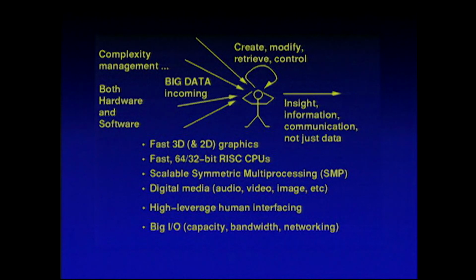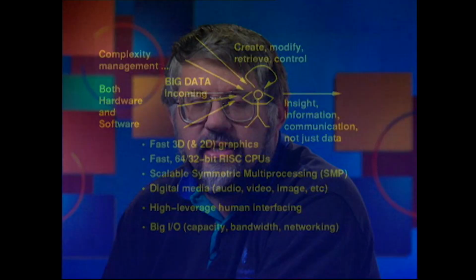Now, in all cases, you have to think hard about how you organize the information and show it. I'm going to come back to this one later. We sometimes call this high-leverage human interfacing or advanced human interfaces. It's the software models that let people create better images in the computers and who let them extract information from the data that they have. Now, the last one is one that's hidden. That is, big I/O and networking is the ability to move the data around quickly.